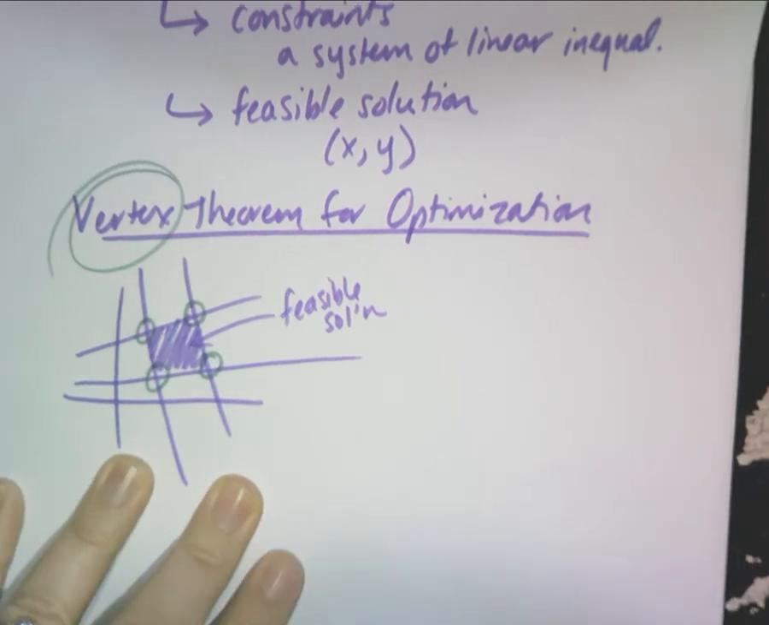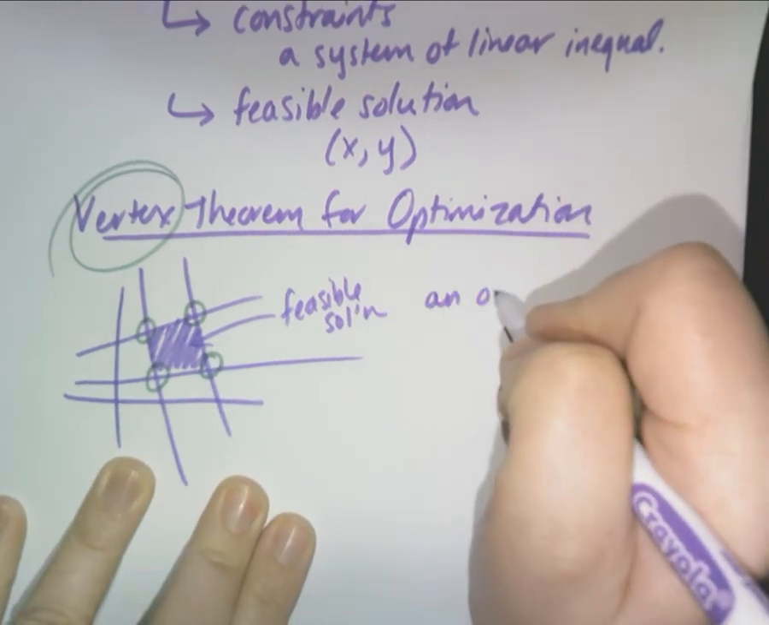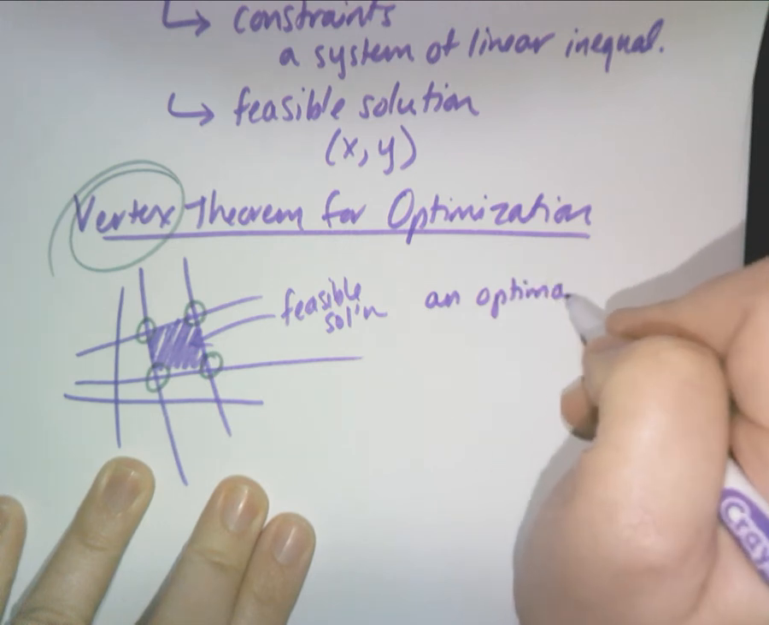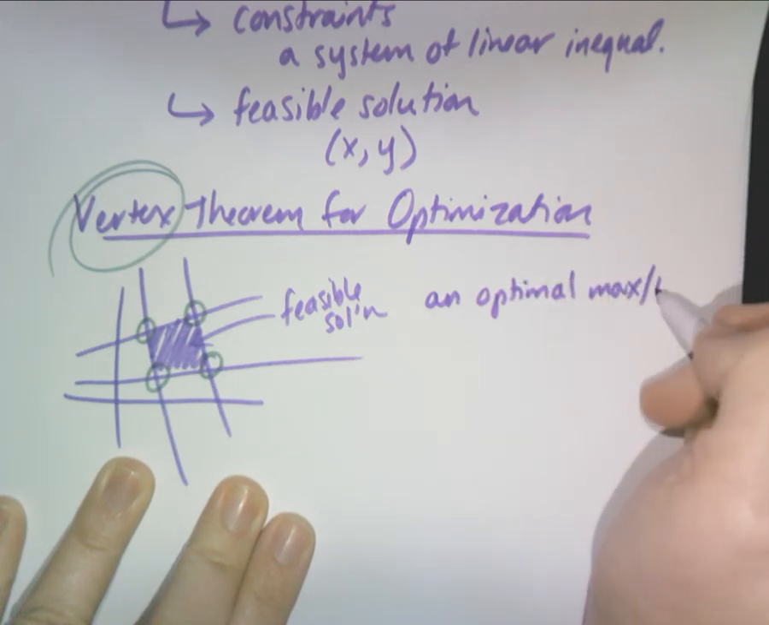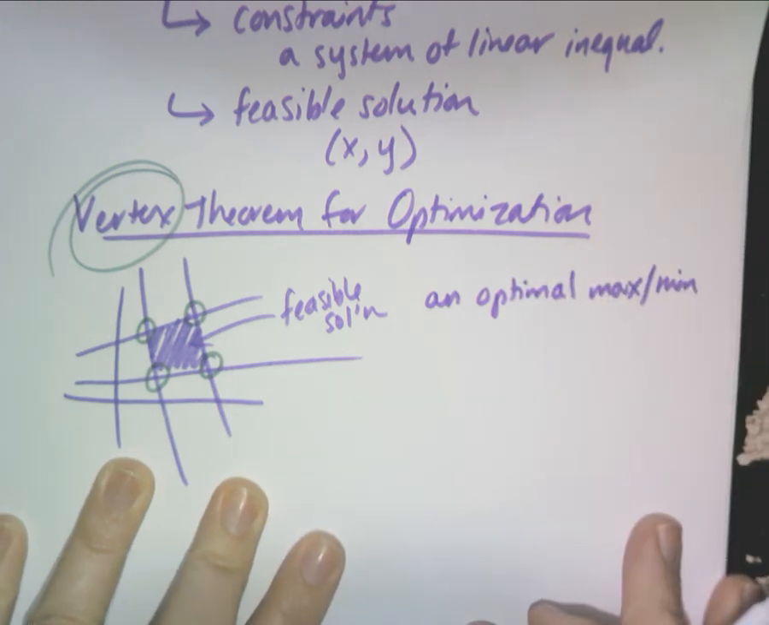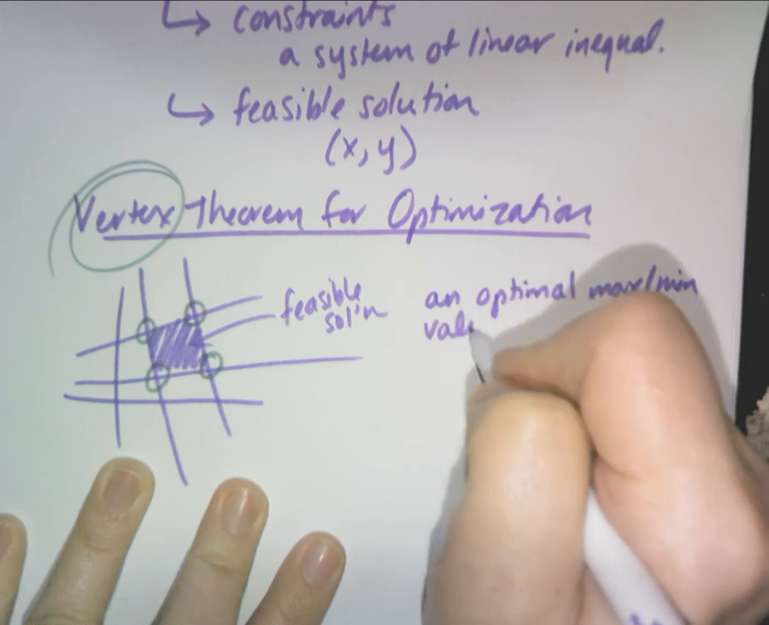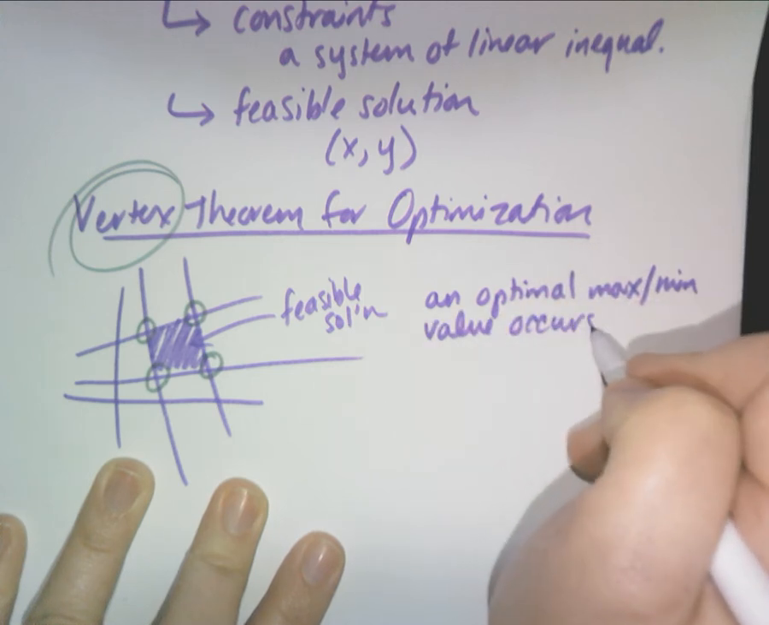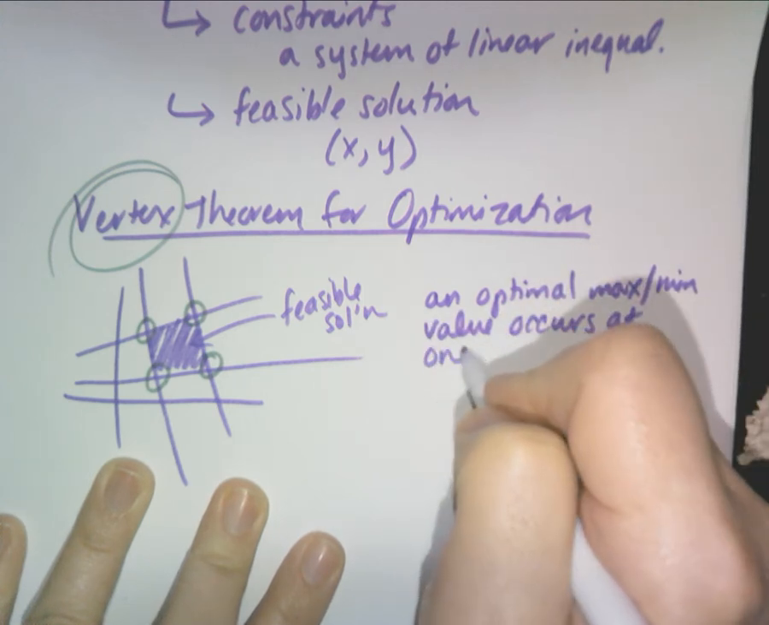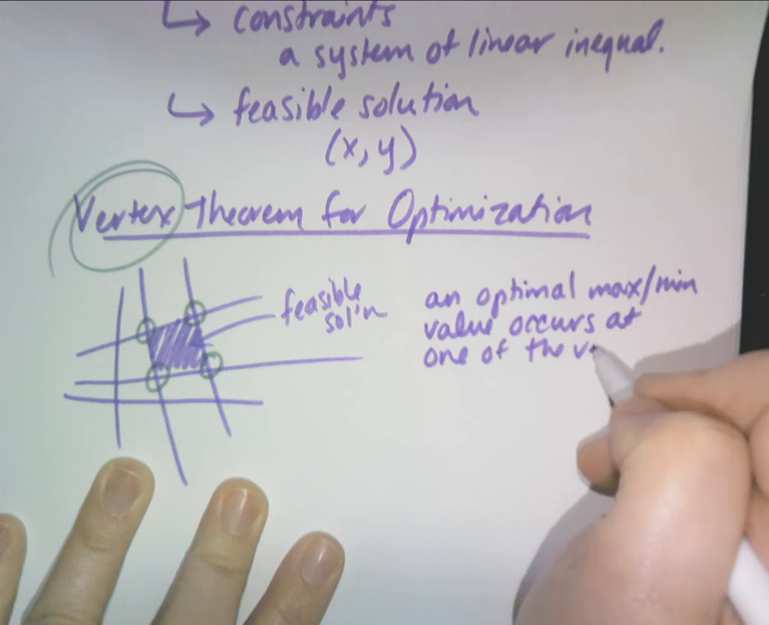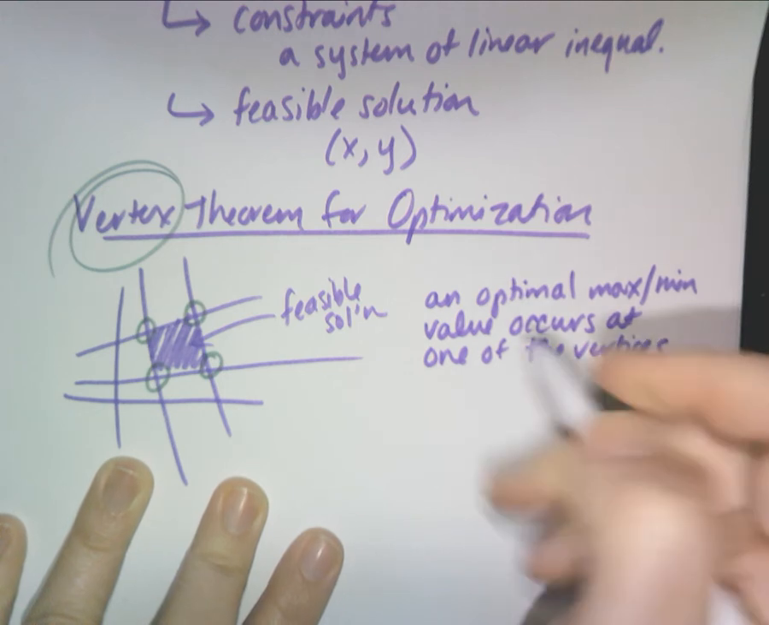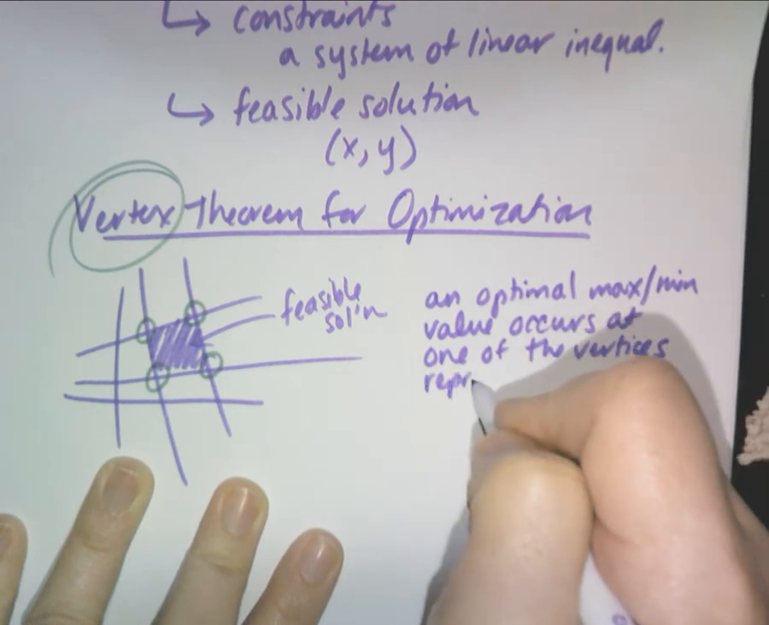So write this little definition down. An optimal max or min value occurs at one of the vertices representing the feasible solution.